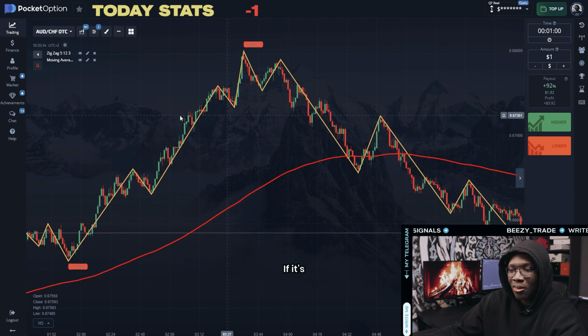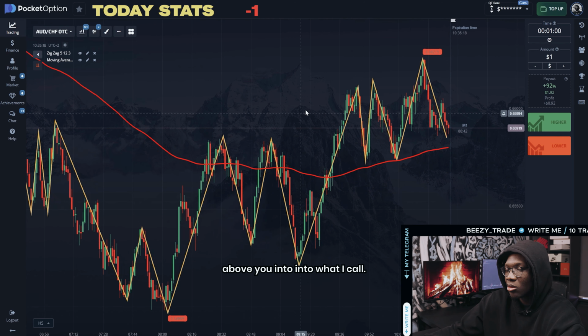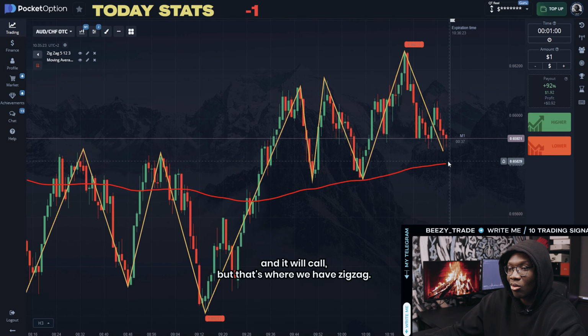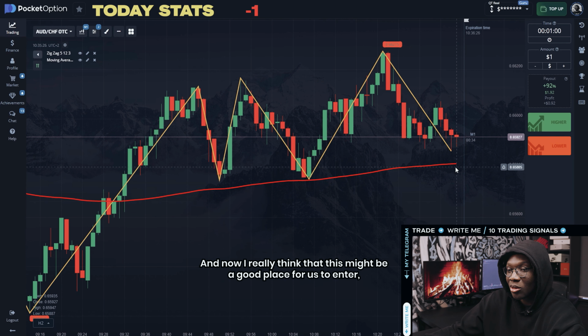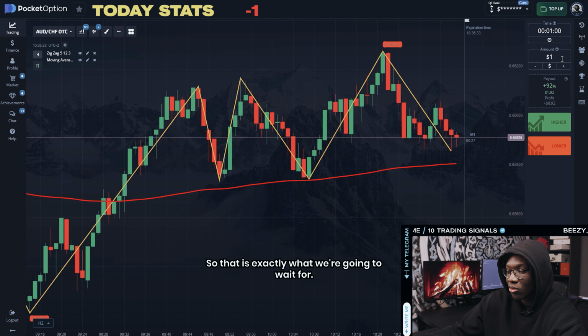If it's above, you enter into a call. So in this case, it seems like it's still telling us to enter into a call, but that's where we have zigzag. And now I really think that this might be a good place for us to enter, but I still don't see the market touching right here. So that is exactly what we're going to wait for.